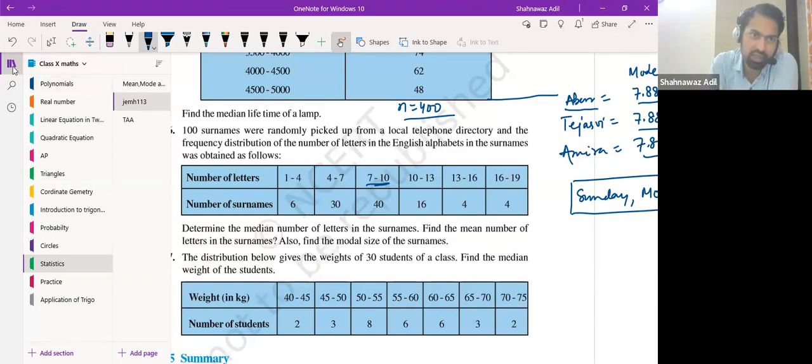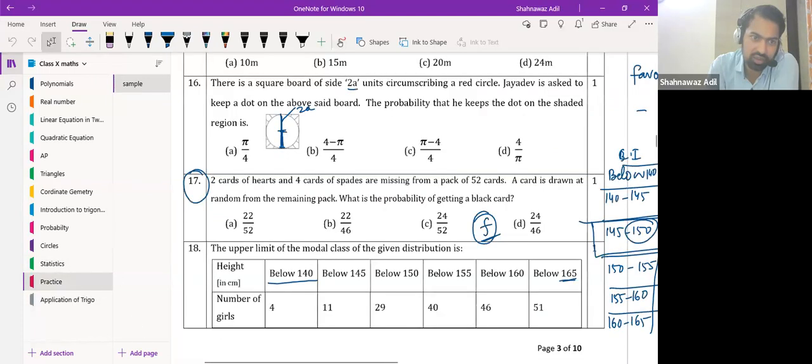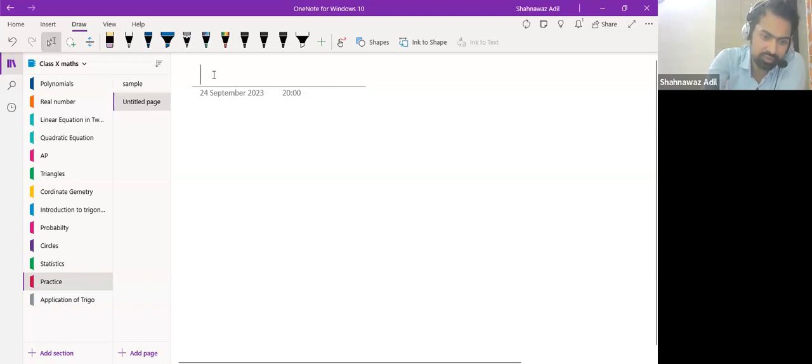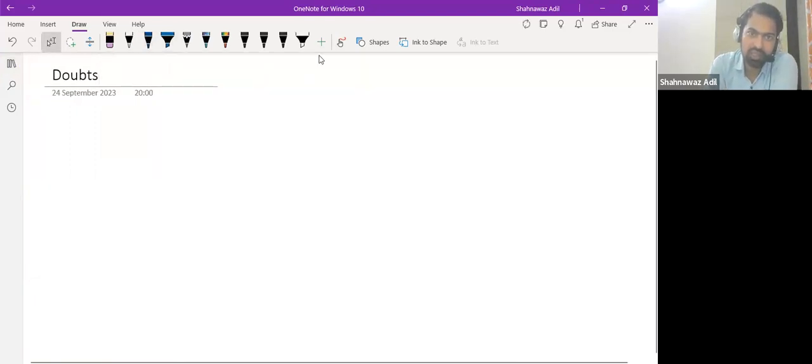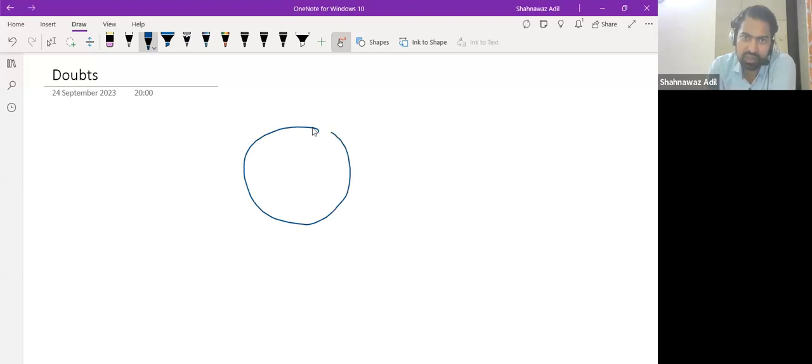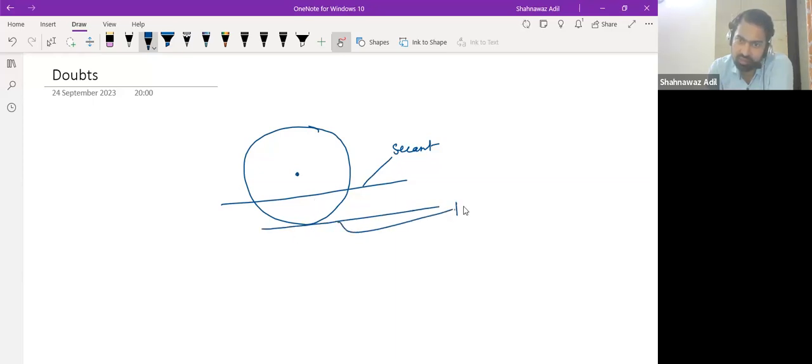So circles, let us start this circle and let us talk about this in practice. Okay. So in the circle part, we studied only two things, right? We define the circle as the locus of all the points which are equidistant from a particular point, and that particular point we call the center. And then we defined two things, right? One was the secant, and the other was the tangent, right?